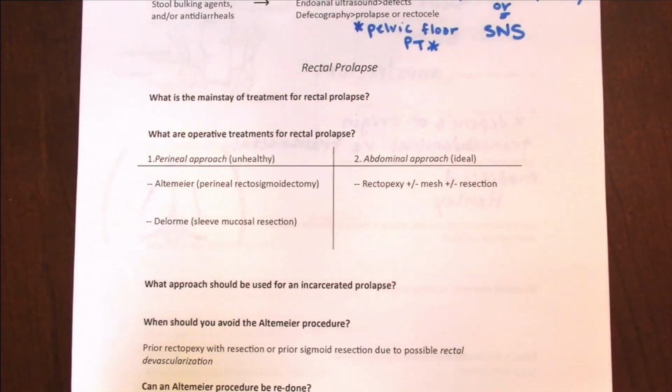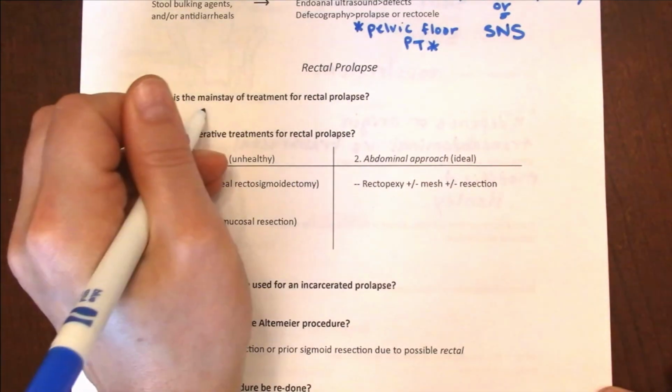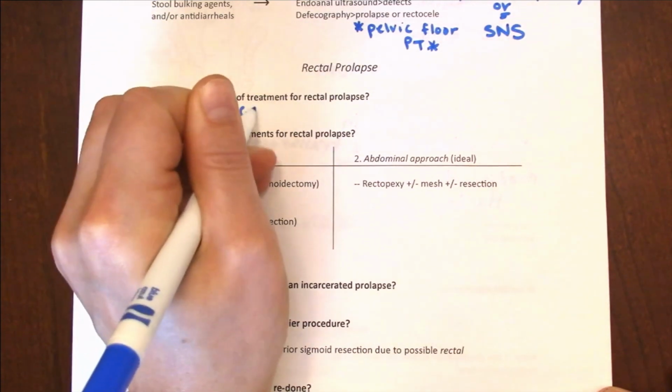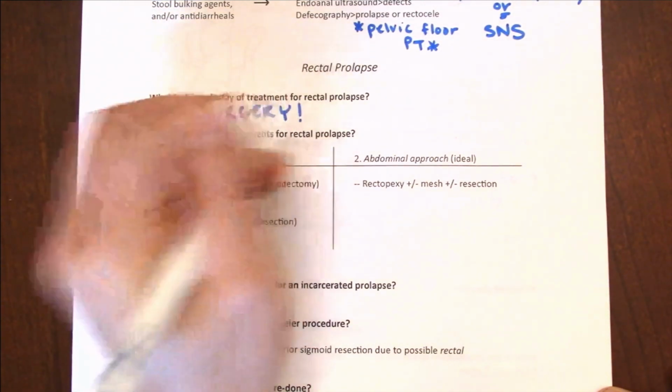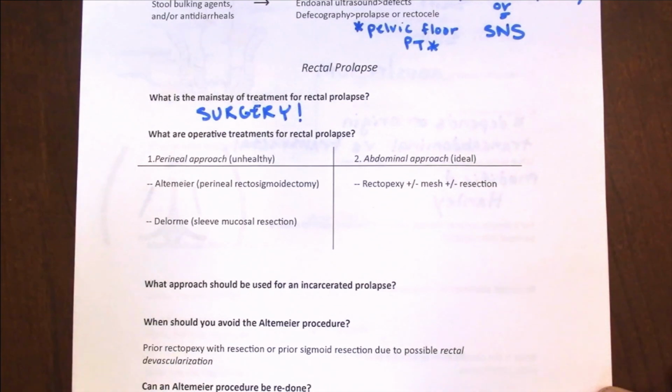Next topic is rectal prolapse. What is the mainstay of treatment for rectal prolapse? Okay, this is unusual, but the mainstay first line treatment for rectal prolapse is surgery. Rectal prolapse will not get better with diet or lifestyle modification. Yeah, that is a little bit different. And so what are the operative treatments for rectal prolapse? So there are 2 operative treatments for rectal prolapse. One is the perineal approach, and the second is the abdominal approach.